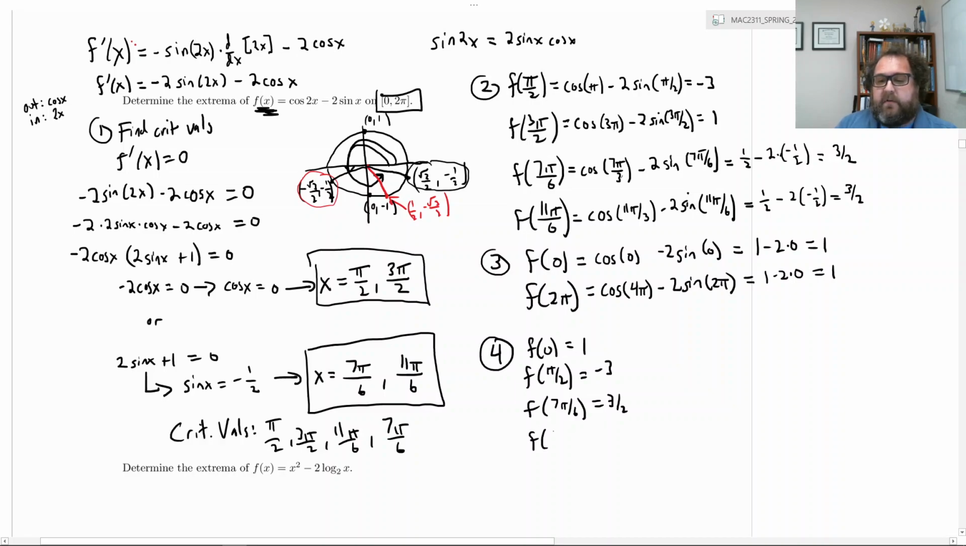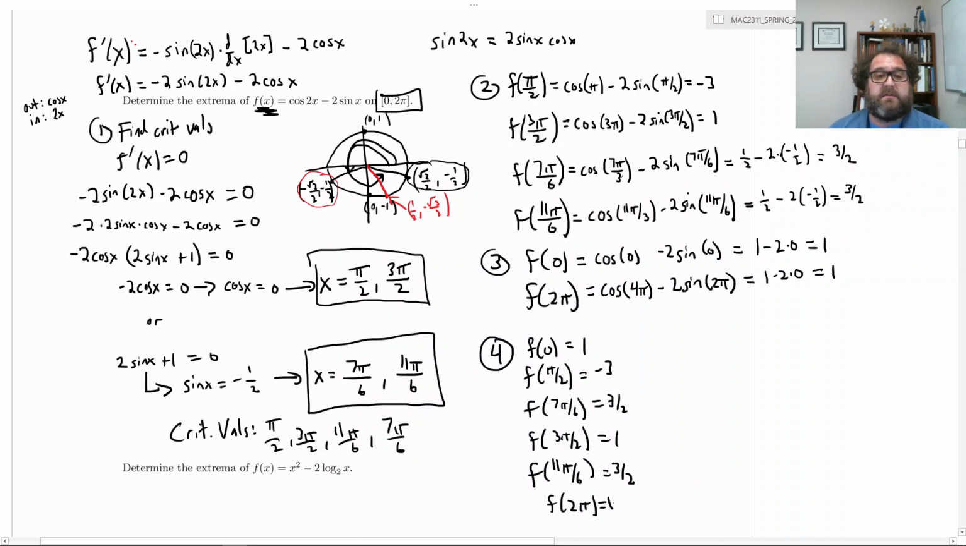Then f of 3 pi over 2 is next in order. That's 1. And we have f of 11 pi over 6. What do we find that to be? That was 3/2 again, equals 3/2. And the last one was f of 2 pi. F of 2 pi was 1.